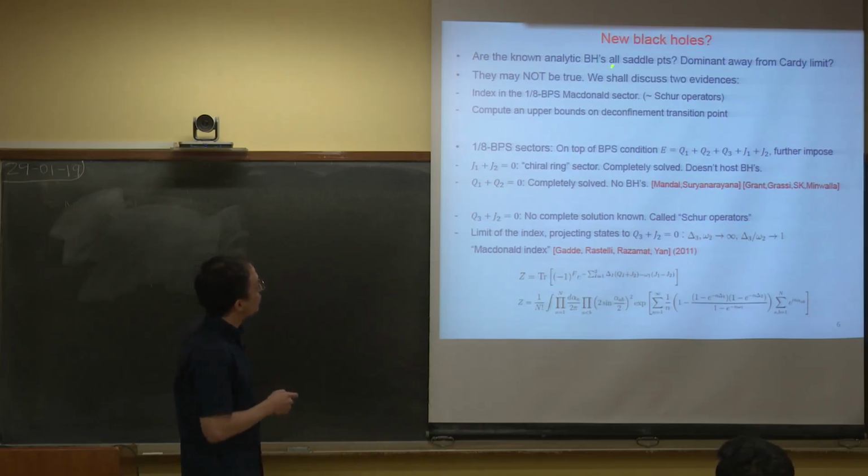Especially having in mind whether there can be other black hole solution saddle points which can possibly dominate over the analytic black hole solutions that we know if you go away from the Cardy limit. I'll try to show evidence that there could be more dominant saddle points in various settings, and we shall discuss two pieces of evidence. First of all, I'll try to study the index in a particular subsector of the 1/16 BPS operator space, in the so-called Macdonald sector.